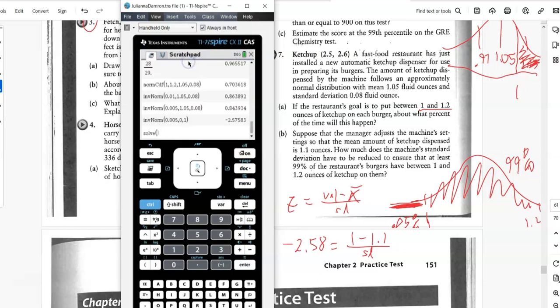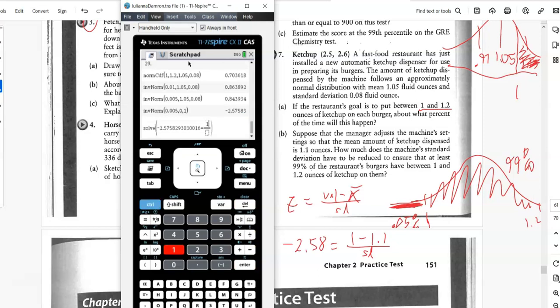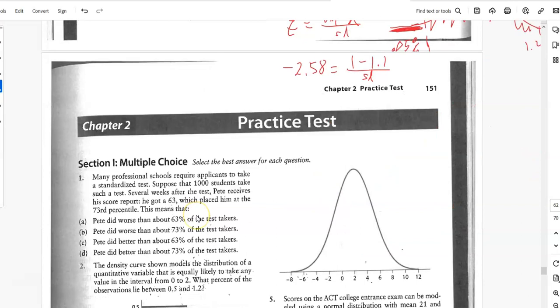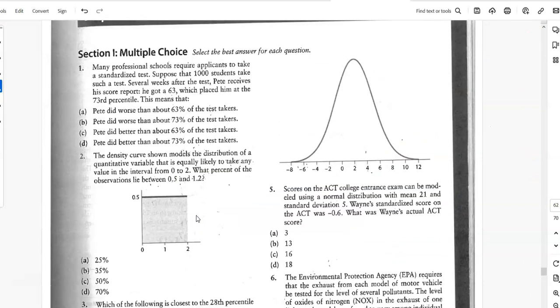Menu, under solve, negative. I'm going to grab that number instead of retyping it. I might get it exactly. I like to do that. It's a nice move. 1 minus 1.1 all over the standard deviation, which I'm just going to call x, comma, solve for x. So we get 0.038 fluid ounces would be the standard deviation. Wow, really tough problem there. Okay, so hopefully these are a little bit easier.